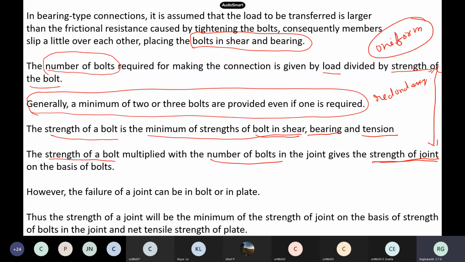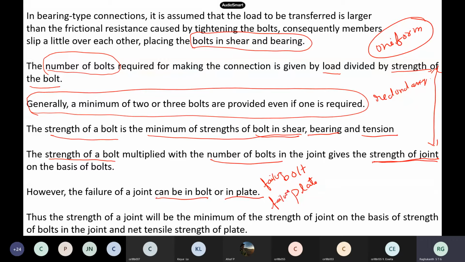And then for a bolted connection, when you say failure of a bolted connection, there are two types of things. One is a bolt failure, the other one is a plate failure. If the plate fails, the joint goes away. If the bolt fails, the joint goes away. So you have to do two checks actually. Bolt things you have to check, then plate failure also you have to check. Whichever is minimum, that is our strength of a joint.